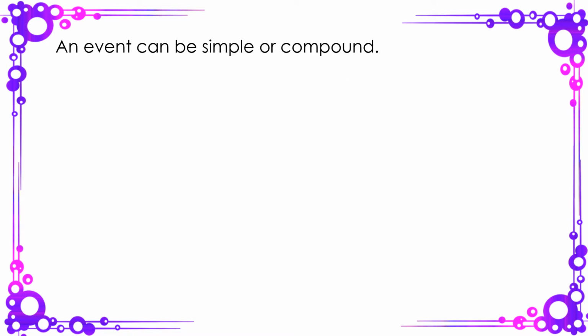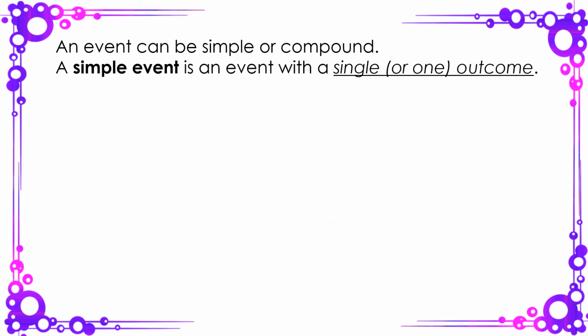So we are done giving examples for the sample space and illustrating events. So an event can be simple or compound. A simple event is an event with a single or one outcome. Please take note of this. Again, a simple event is an event with a single or one outcome only.